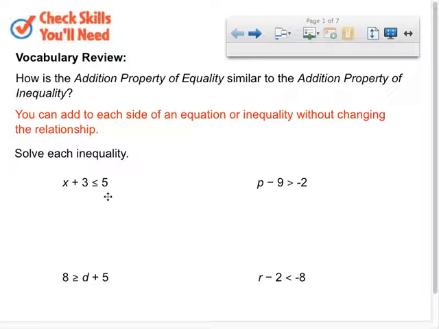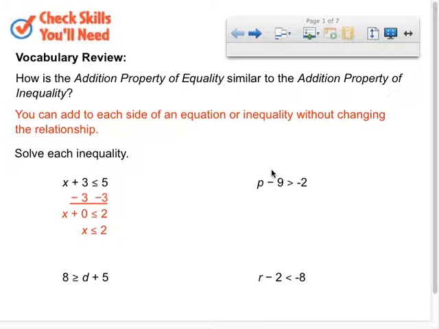Okay, now solve each inequality. So who has the answer to this first one? Caleb, go ahead. Subtract 3 from each side. Right, so we're going to use the subtraction property of inequality. We're going to subtract from each side of the inequality, and then what do we get back? So we get x is less than or equal to 2. Very good. And then this is what we end up with, using the identity property of addition.